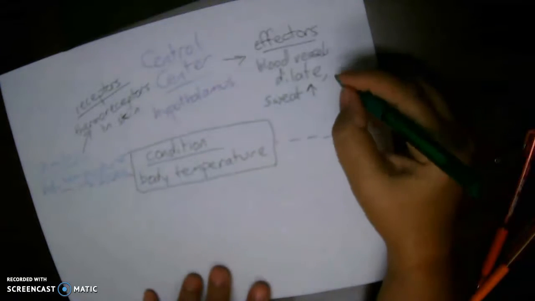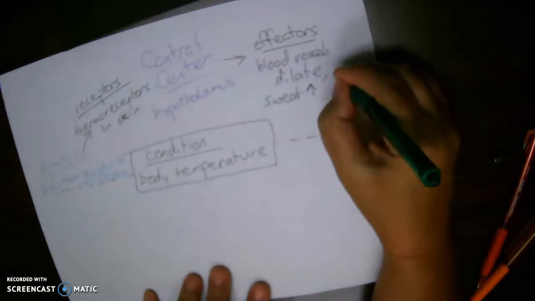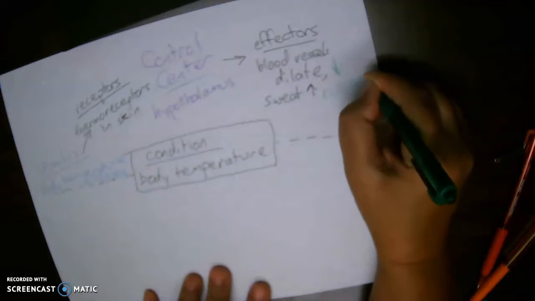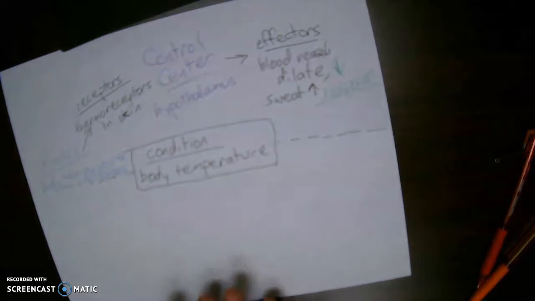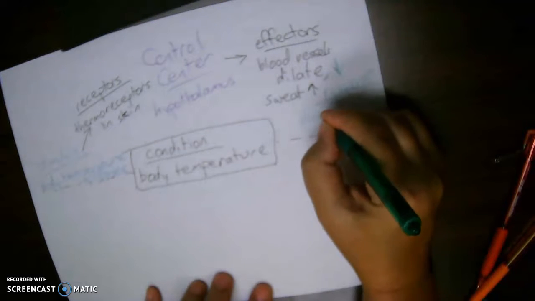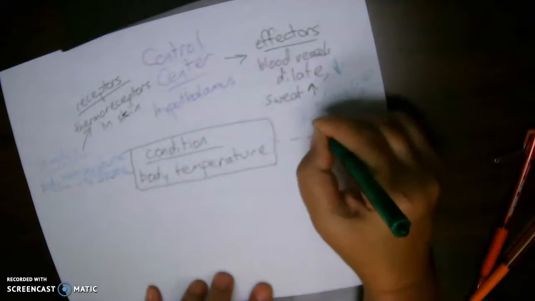And then you've got to list your response. The response is going to be always returning back to normal. So it's going to be fixing the problem. So here the response is going to be decreased body temperature.